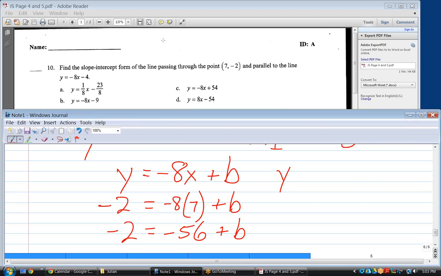So a variation of this, which I'm sure is coming up, is they might also say, what's the equation of a line that goes through this point and is perpendicular to this line? How would I start that? What would the very first thing I would know?